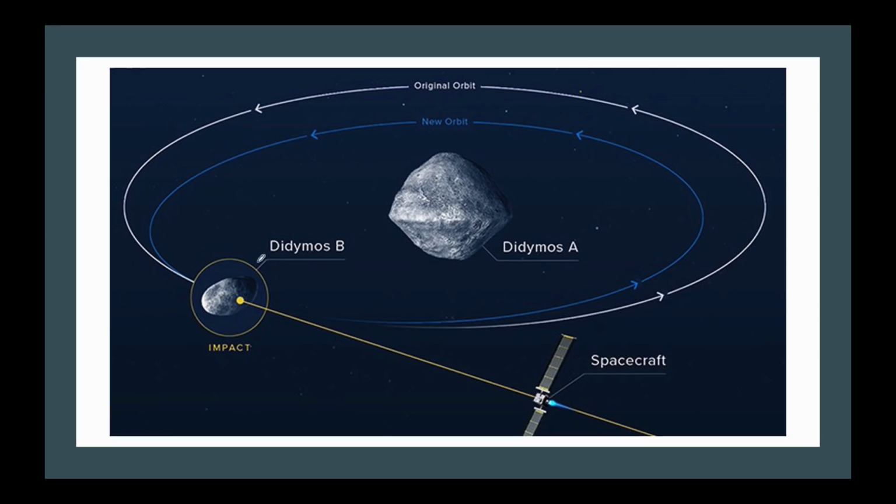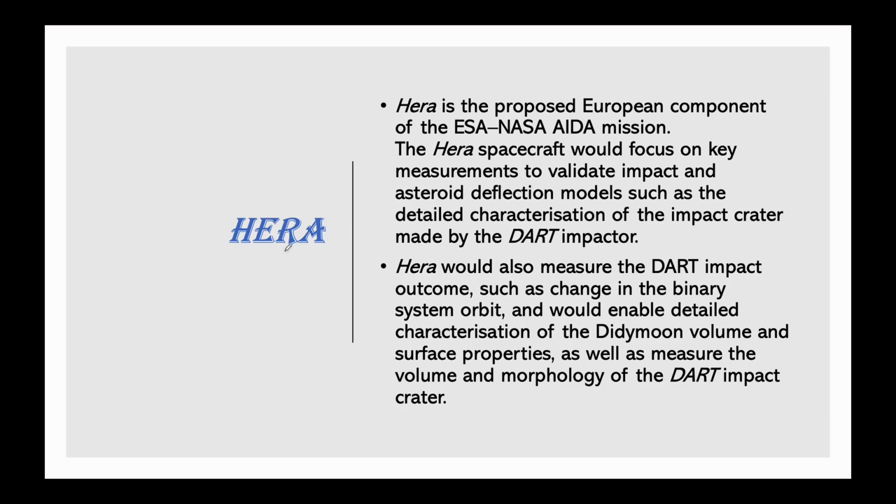So here once again the picture. The impact will be on Didymos B, this is Didymos A, the bigger asteroid, and here will be our spacecraft which will collide with Didymos B. I already told you about the HERA mission.